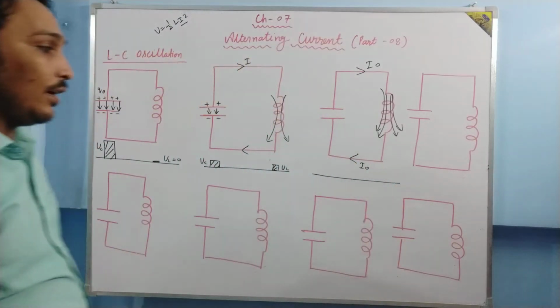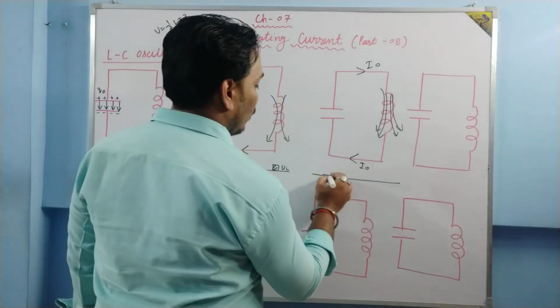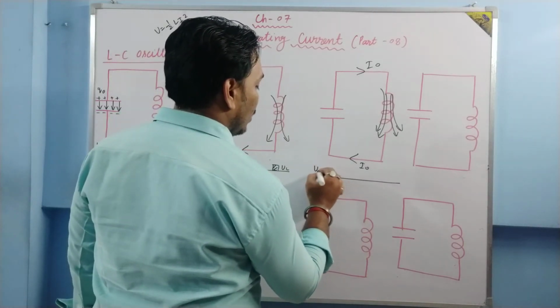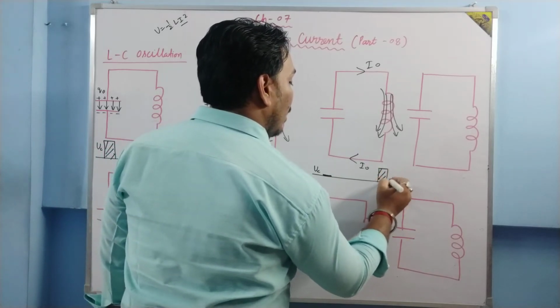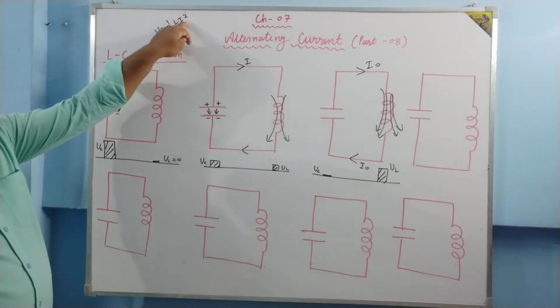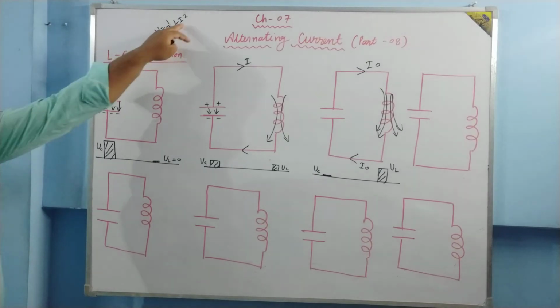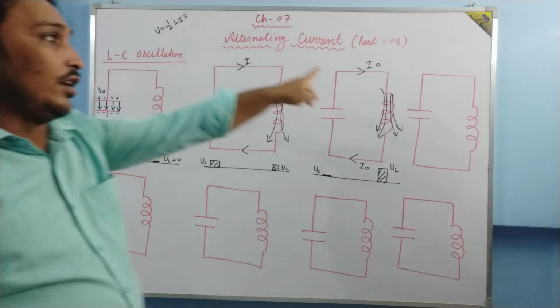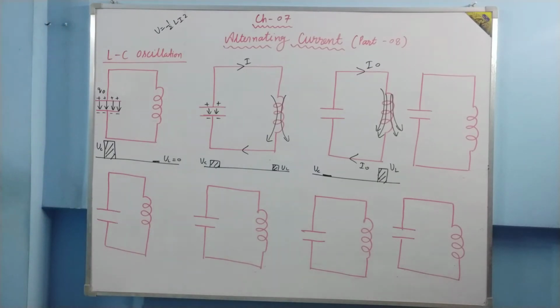In this case, the energy of the capacitor becomes 0. So in the bar diagram of energy you see 0, but UL reaches its maximum value, because the current reaches its maximum. The energy in the inductor is directly proportional to the current square. Current is maximum, that's why the energy is maximum. But now after this, what happens?